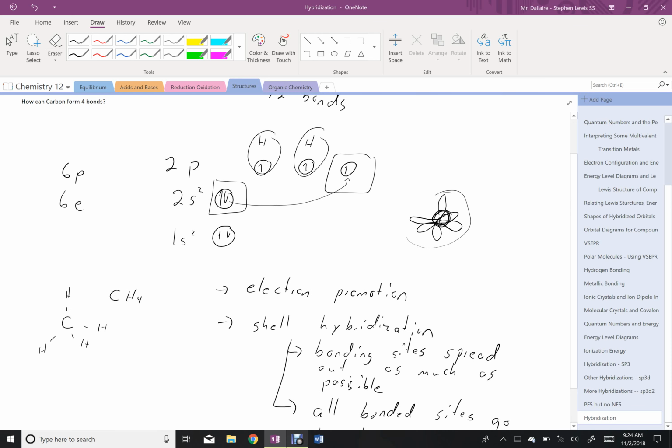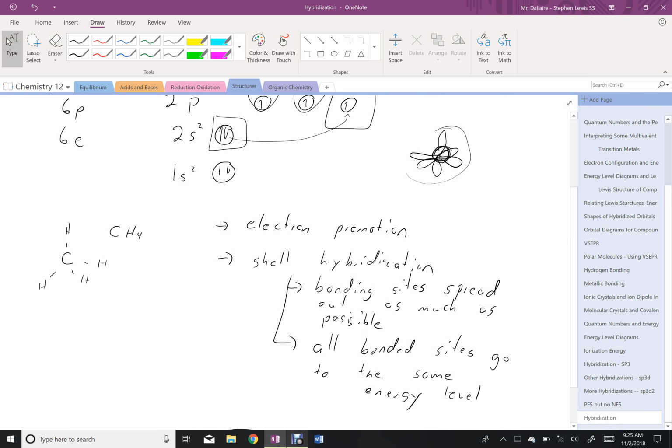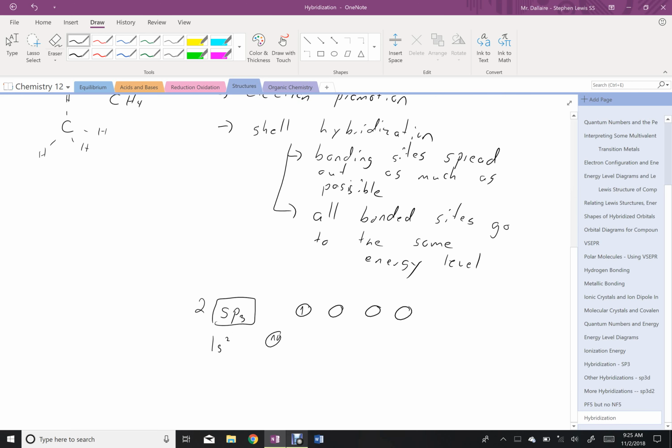For these new sites, we give them new names. The 1s2, the lower energy level electrons, are left alone. They don't participate in this process. But the 2 level electrons form new shells that we call sp3 shells. The sp3 name is based on the idea that this shell is built out of 1s shell and 3p shells. Since there's 1s and 3p, I have 4 total shells to work with. And having promoted 1 electron, we now have 1 electron available in each of these shells.